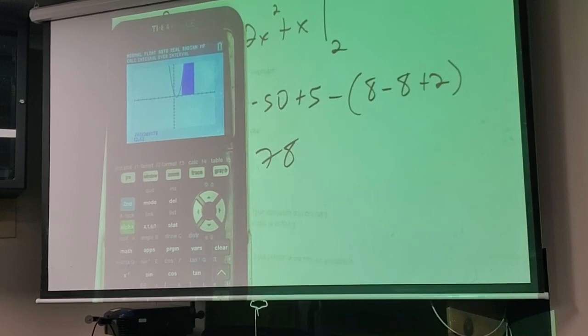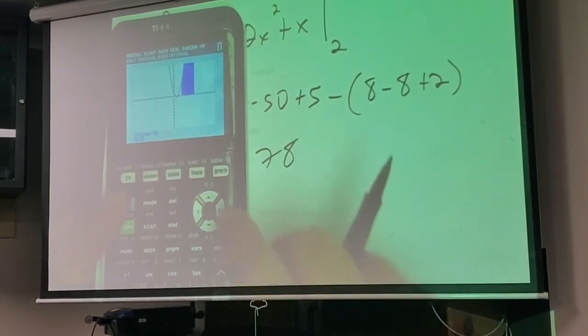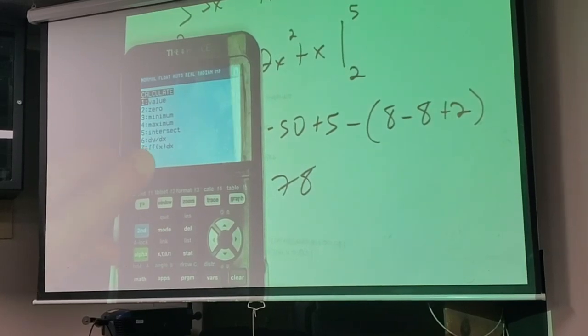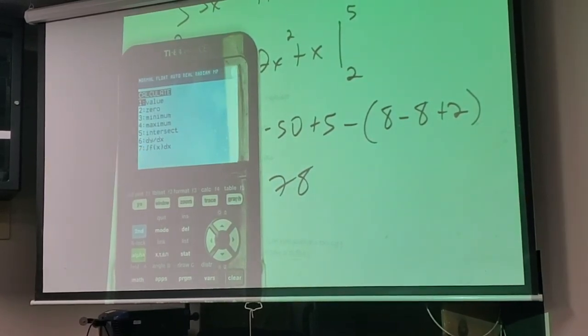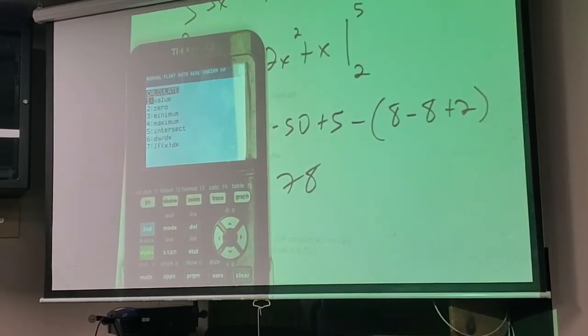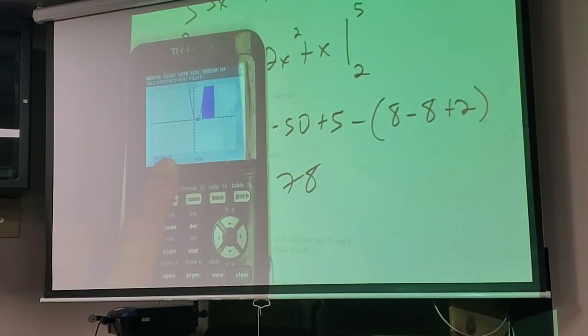Yes. What did you hit on trace? Oh, second trace, and then you should get this, and then number 7, of course, is the integral. I like it. I like it all. By the way, number 6 does exactly what you would hope. If I put a 1 in, it tells me the derivative at 1. Yes? You guys kind of with me?